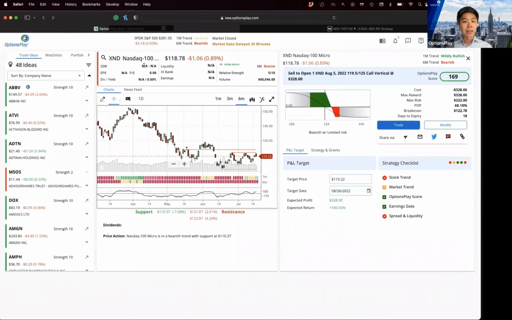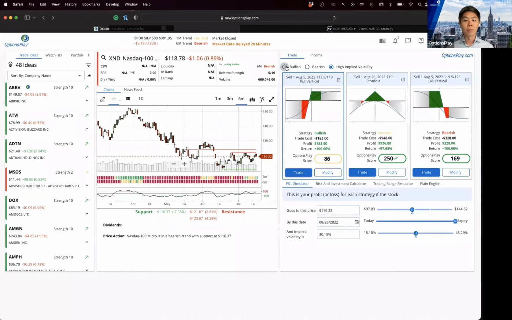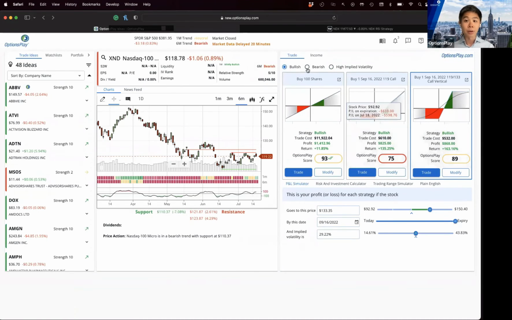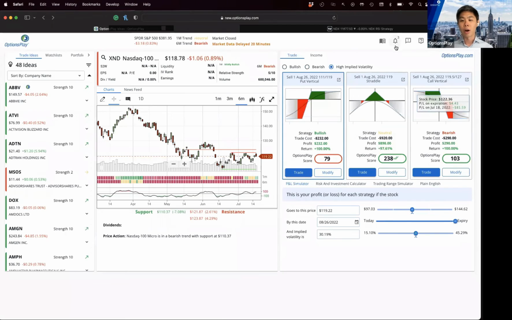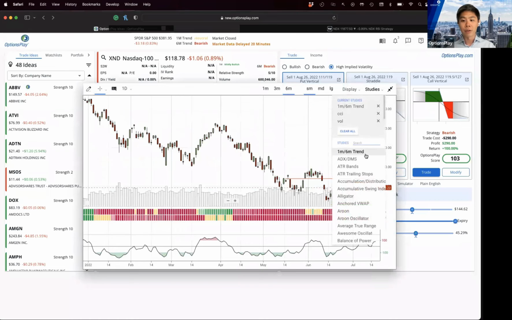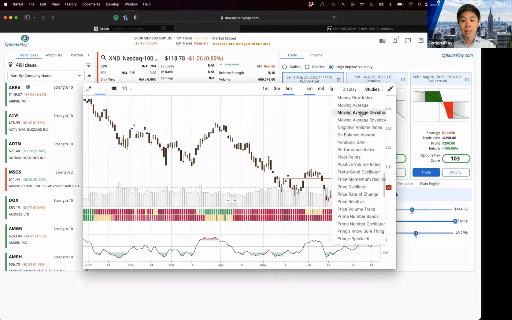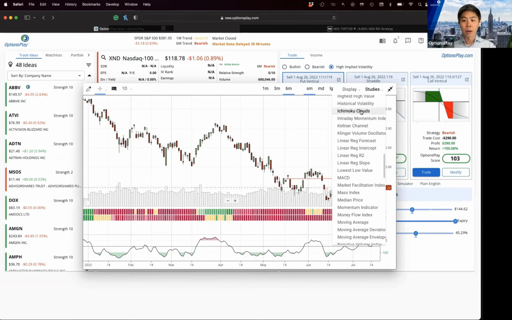This has the XND index already built into it, and you can choose from bullish strategies and bearish strategies. That's how I selected my put vertical here, my debit spread, and you can look at automated credit spreads by clicking on the high implied volatility strategy. So all of these are fully automated for you when you type in XND, and you can even use the Ichimoku cloud if you like, using XND here with our charting package.